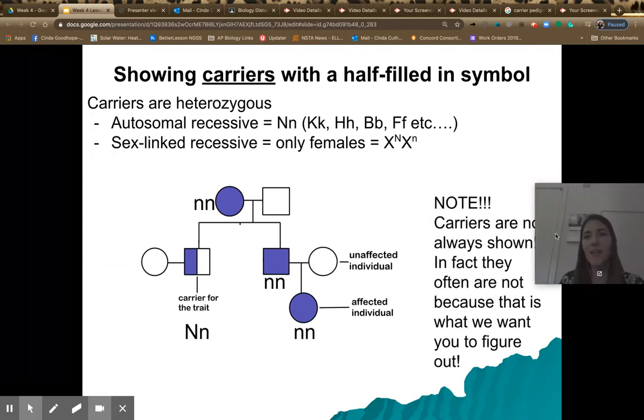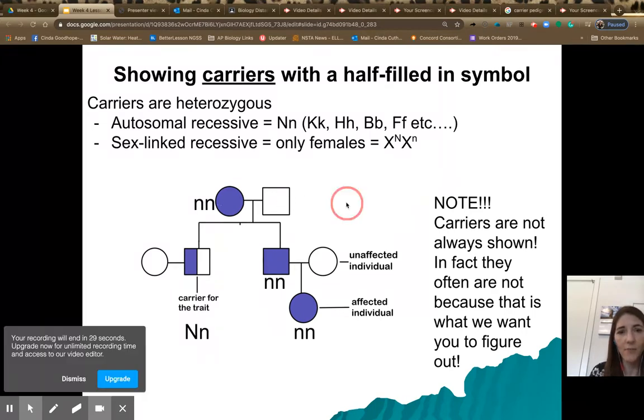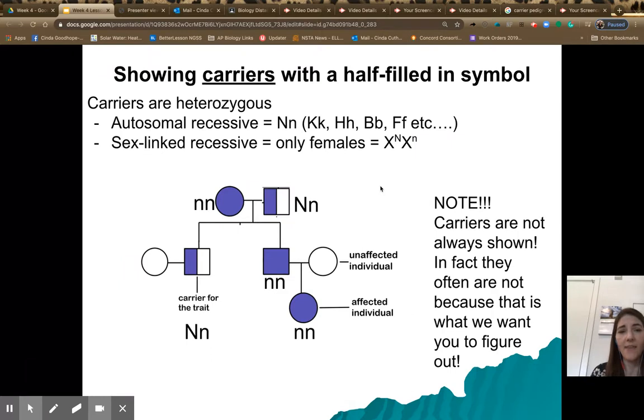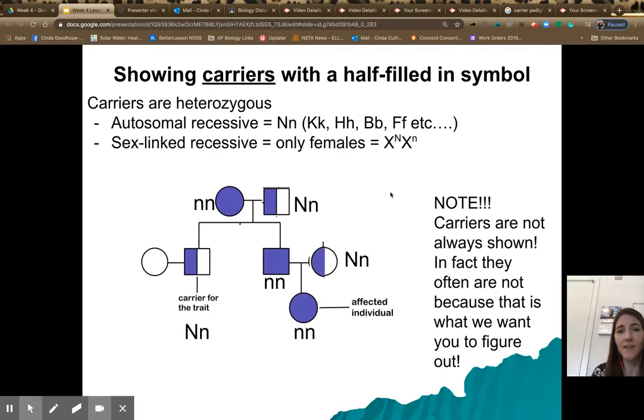So here's the thing. Carriers are not always shown. In fact, they often are not, because that's what we want you to figure out. In order for this daughter to be affected, this dad has it, but the daughter doesn't get both of these from dad. She gets 1. So the other one she got from mom. And same thing here. He has 2. He got 1 from mom. He had to have gotten the other one from dad. So we know dad is a carrier in this case, and we would fill him half in. And we also know that mom, in this case, is unaffected, but she is a carrier. So we'd fill her half in as well.